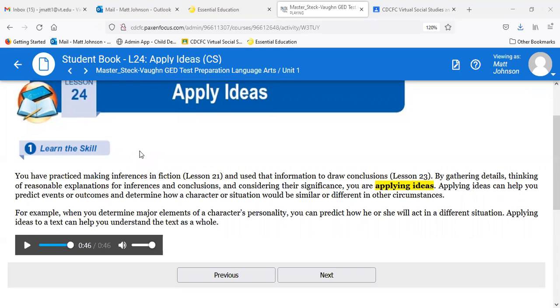Okay, so it's another one of those critical thinking ideas, building on what we've already done with making inferences and using information to draw conclusions. We can also use what we learn to apply ideas, and how they put it here: it can help you predict events or outcomes and determine how a character or situation would be similar or different in other circumstances. When you buy gifts for somebody, you are applying ideas. Right, that's the whole idea.